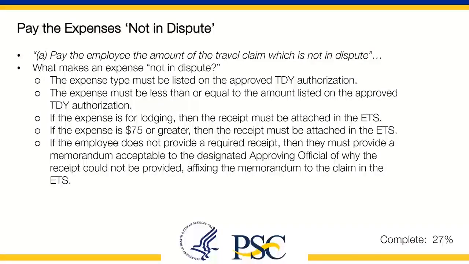What makes an expense not in dispute? The expense type must be listed on the approved TDY authorization. The expense must be less than or equal to the amount listed on the approved TDY authorization. If the expense is for lodging, then the receipt must be attached in the ETS. If the expense is $75 or greater, then the receipt must be attached in the ETS. If the employee does not provide a required receipt, then they must provide a memorandum acceptable to the designated approving official of why the receipt could not be provided, affixing the memorandum to the claim in the ETS.